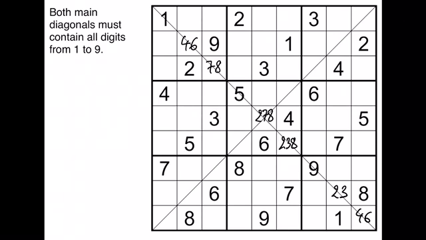Now let's continue with diagonal logic. We can see on this diagonal that 6 can't be here, 6 can't be here, 6 can't be here, so 6 is in one of those two cells. Similarly, 4 can't be here, 4 can't be here, 4 can't be here, so 4 is in one of those cells.